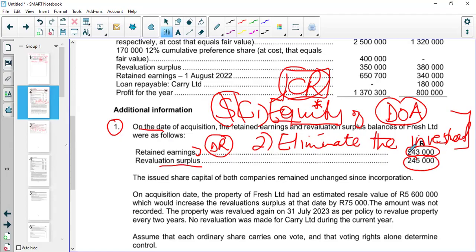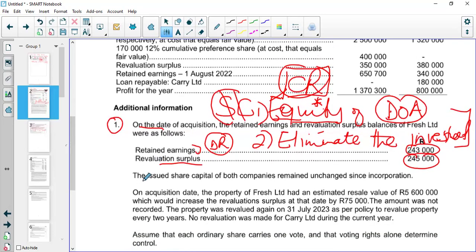So I'm going to debit my share capital, because I'm told here the issued share capital of both companies remained unchanged since incorporation. So in any question you go through, the issued share capital remains unchanged, whether that is mentioned or not. Right? Remember that the share capital will always remain unchanged. So I'm going to debit my retained earnings. I'm going to debit my revaluation surplus. I'm going to debit my share capital. And my investment, I'm going to credit my investment in the subsidiary, right?